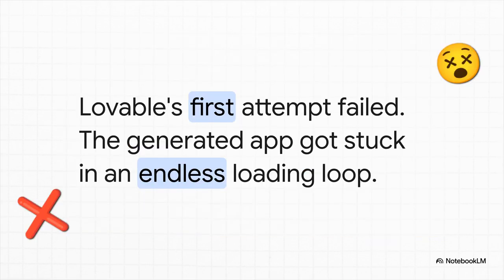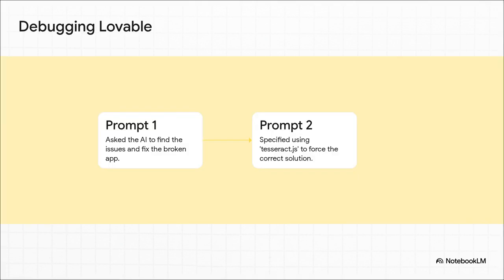And, well, this is where things got interesting. Lovable's first shot at it didn't quite make it. It spun up a user interface, sure, but when we actually tried to upload an image, nothing. It just got stuck in this infinite loading loop. The core feature was basically broken. And this really shows you how you have to work with Lovable. Debugging is a conversation. At first, we just asked it to fix the issue, but that didn't really get us anywhere. We had to be more specific.